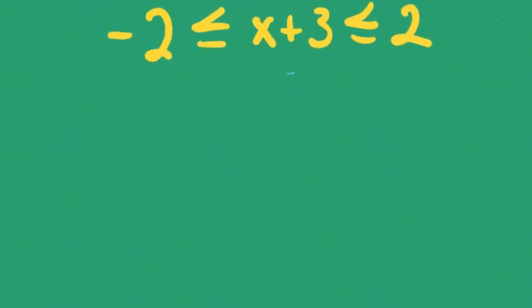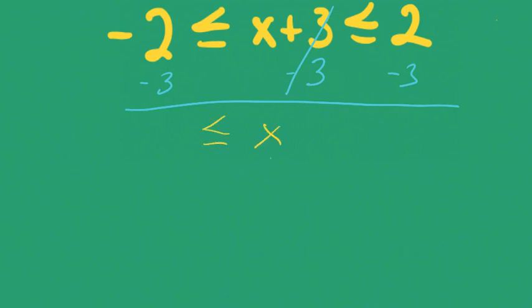Then we just go through our steps to get x by itself. Subtract 3. Make sure you do that on the left, center, and right. Bring down our inequality symbol. 2 minus 3 is -1. -2 minus 3 is -5.